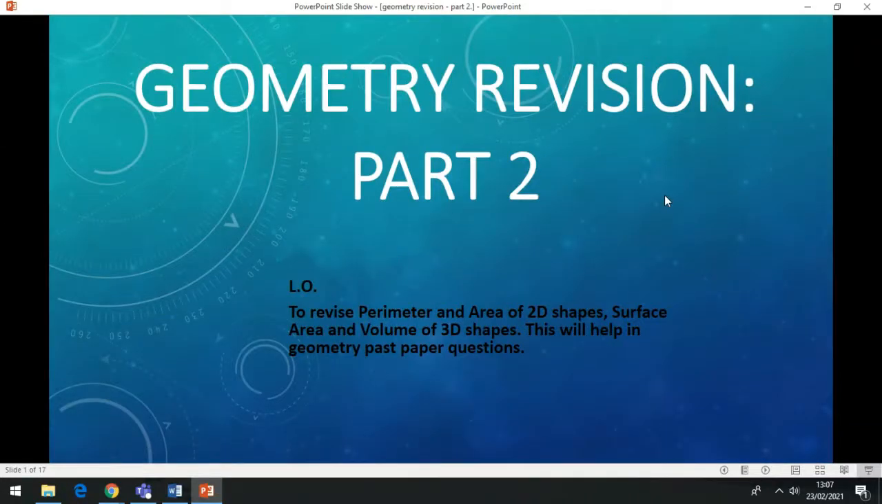So today we're going to carry on with our geometry revision. Learning objective for today's lesson will be to revise perimeter and the area of two-dimensional shapes, and then look at surface area and volume of three-dimensional shapes. And this will help you in answering past paper questions on geometry.